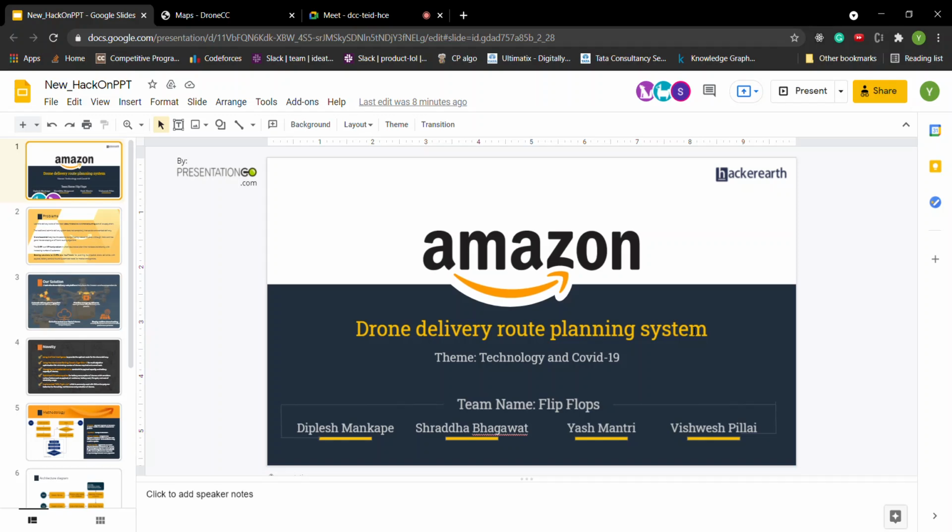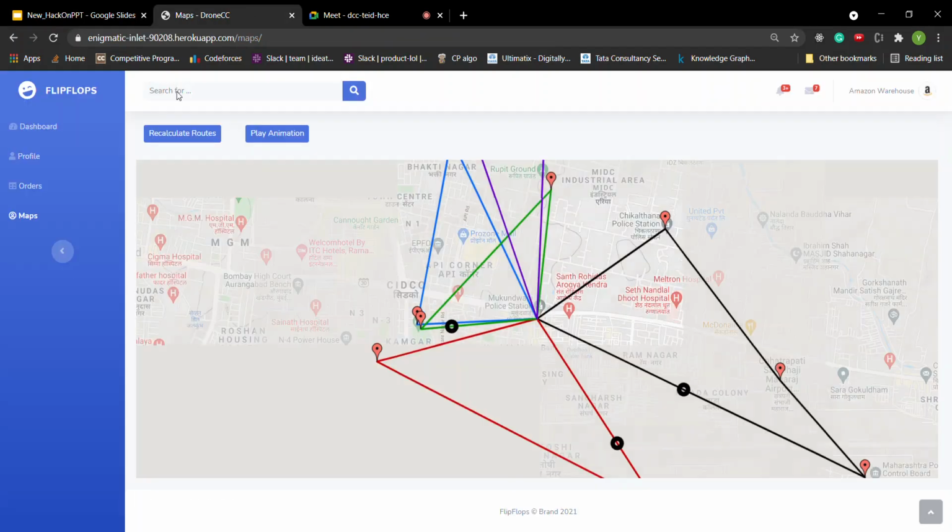We are Team Flipflops, and we have built a solution for drone delivery route planning under the theme Technology and COVID-19. Last mile delivery is one of the most costly and time consuming pieces for the e-commerce segment. Let's have a look at the platform that we've built.